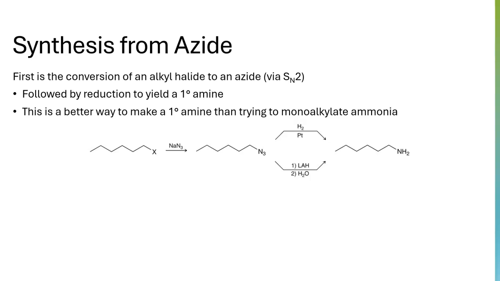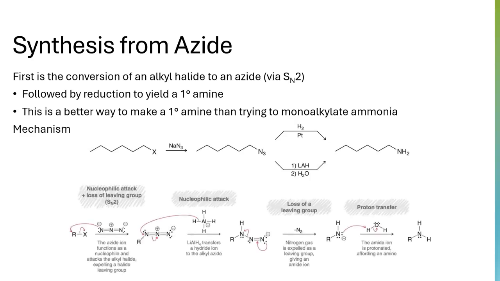The mechanism. In the first step, nucleophilic attack and loss of leaving group. The azide ion functions as a nucleophile and attacks the alkyl halide, expelling a halide leaving group. Nucleophilic attack: lithium aluminum hydride transfers a hydride ion to the alkyl azide. Loss of a leaving group: nitrogen gas is expelled as a leaving group, giving an amide ion. This is then followed by proton transfer. The amide ion is protonated, affording the amine.